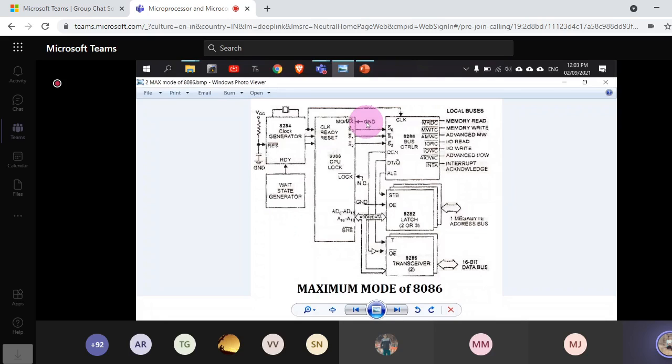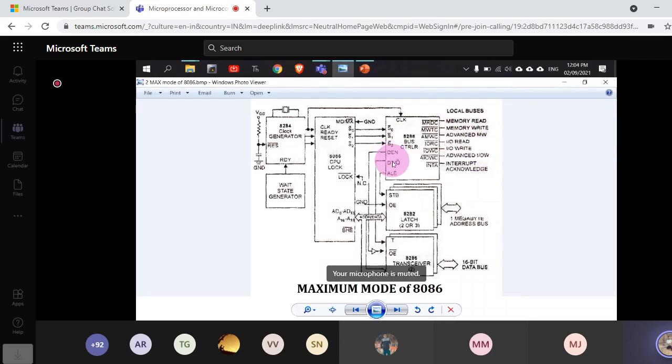Now, these status signals S0, S1 and S2 are supplied to a separate IC called the 8288 bus controller. What is the purpose of using this bus controller? The purpose is that with these S0, S1 and S2 signals, you will be able to generate memory read, memory write, advanced memory write, advanced input output write, input output read and write, interrupt acknowledge, etc.